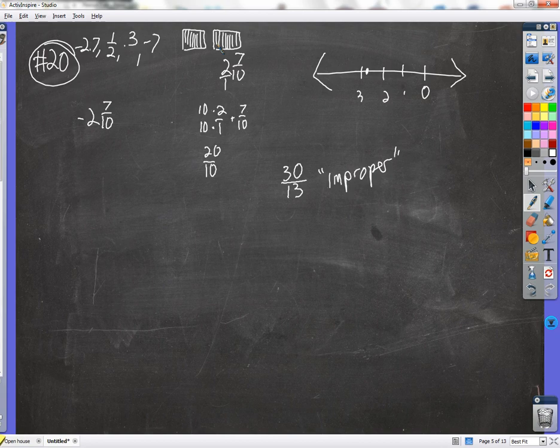If I divide 20 by 10, I get 2. Okay, so we get 20 tenths plus 7 tenths. How many tenths do we have now? 27 tenths. All right?